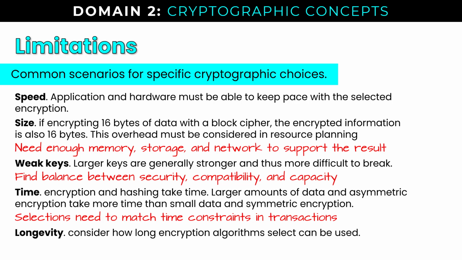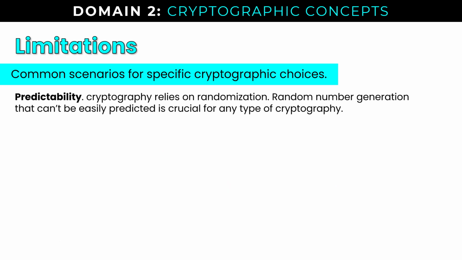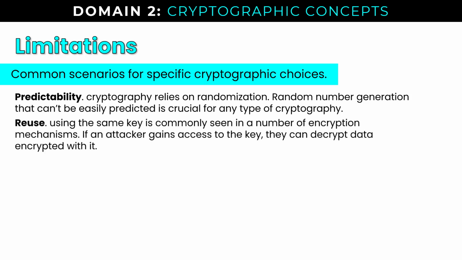Longevity. Consider how long encryption algorithms you select can be used. So older algorithms will generally be retired sooner. That's only generally true, and algorithms where weaknesses are found will also be accelerated toward retirement. Predictability. So cryptography relies on randomization. So random number generation that can't be easily predicted is crucial for any type of cryptography.